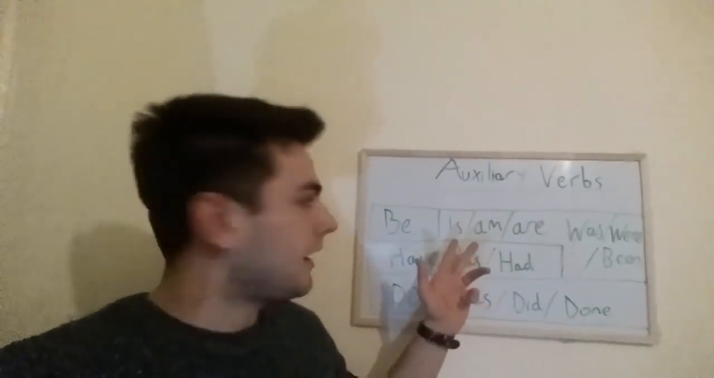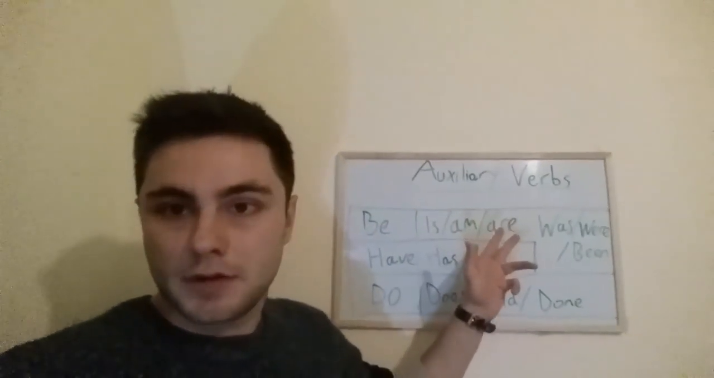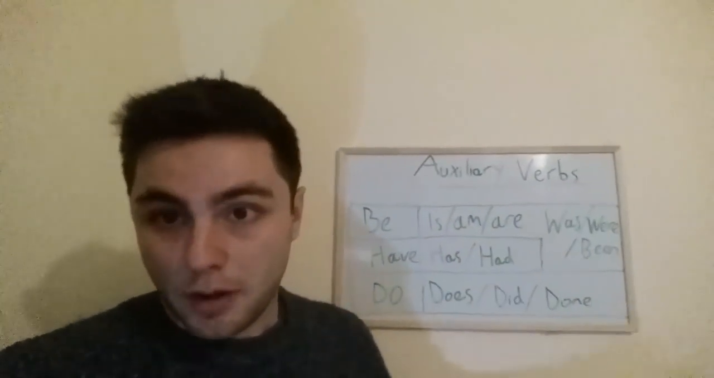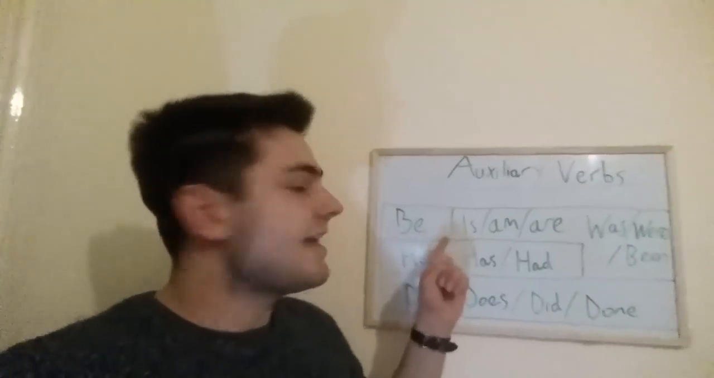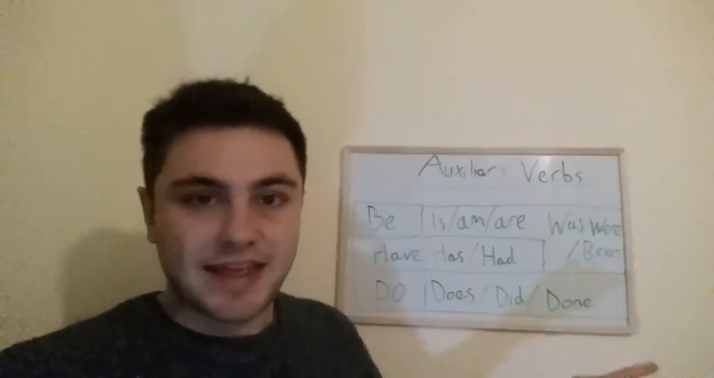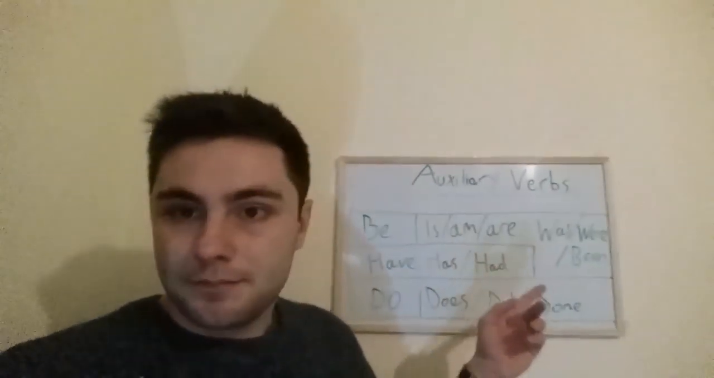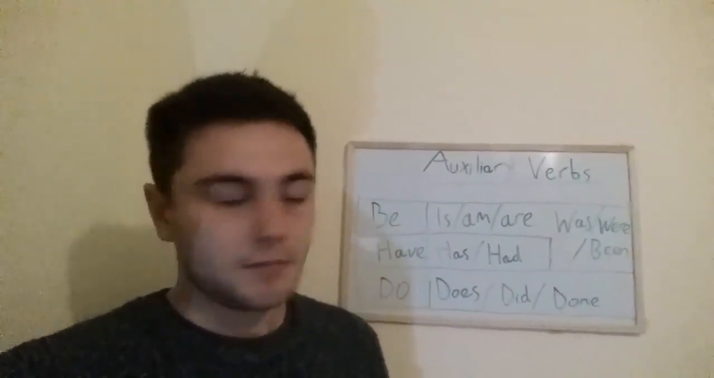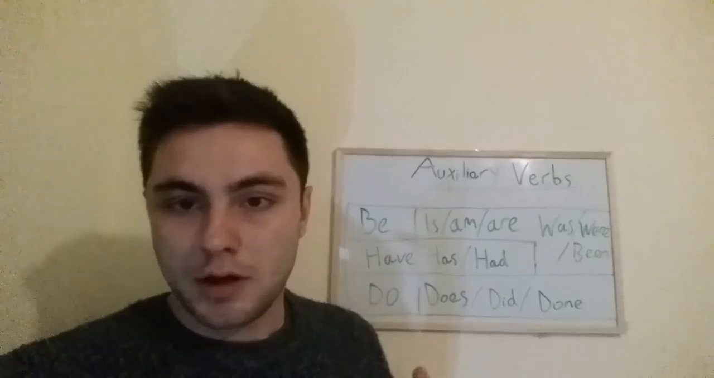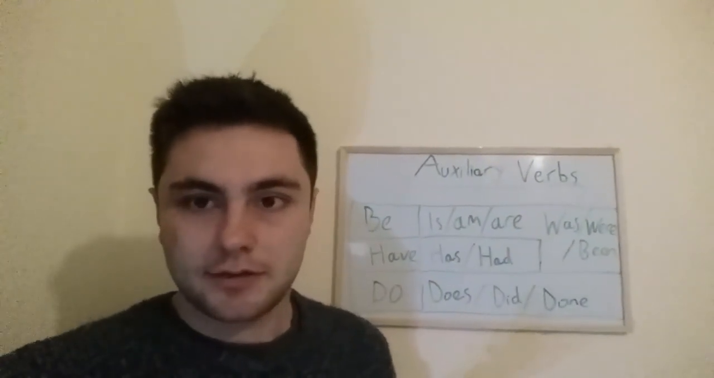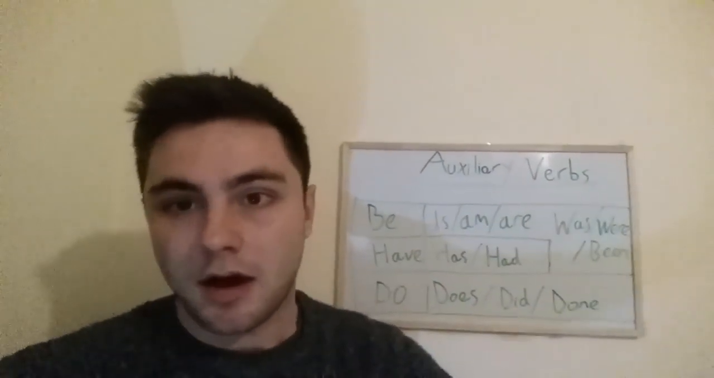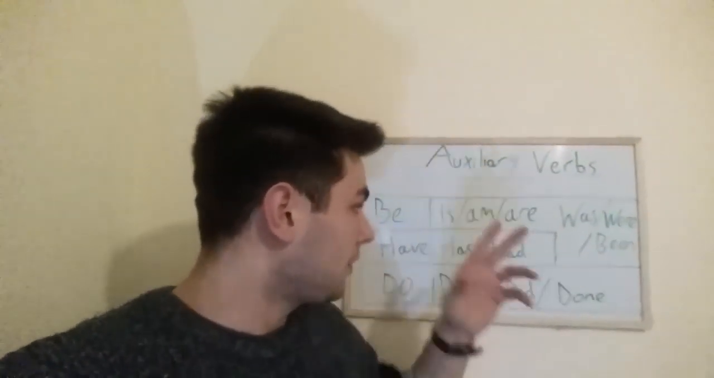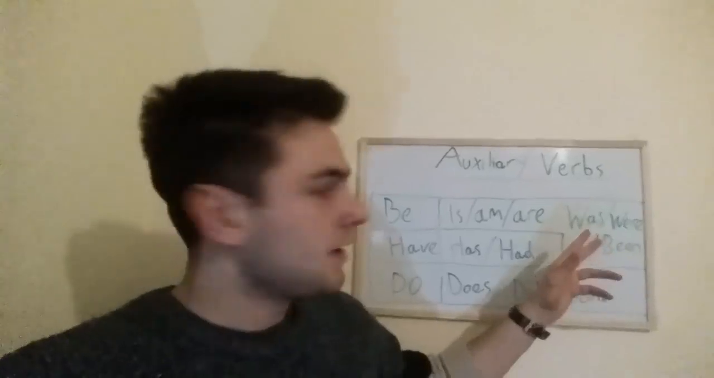For example, we have is, am, and are. To give examples for these, we use is with the third person singular. So he is, she is, it is. With am, we use it for ourselves. We say I am. With are, we use it for plural objects. For example, they are. With was and were, we use that for the past.